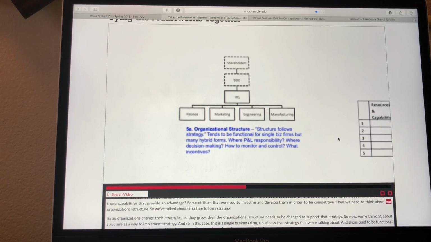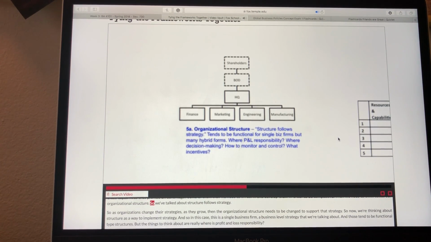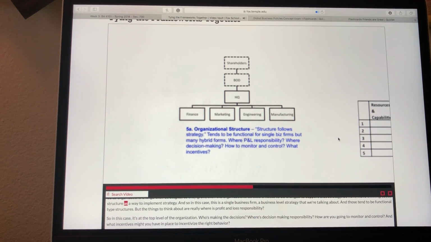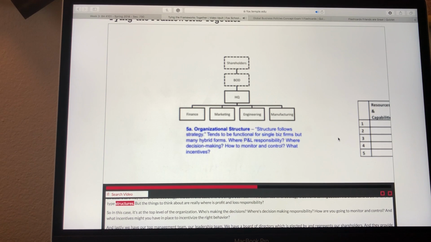Then we need to think about our organizational structure, right? So we've talked about structure follows strategy. As organizations change their strategies as they grow, the organizational structure needs to be changed to support that strategy. So now we're thinking about structure as a way to implement strategy. In this case, this is a single business firm, a business level strategy that we're talking about, and those tend to be functional type structures.